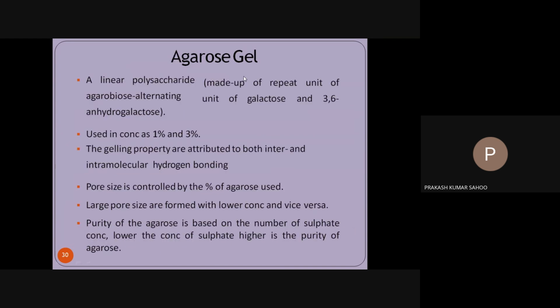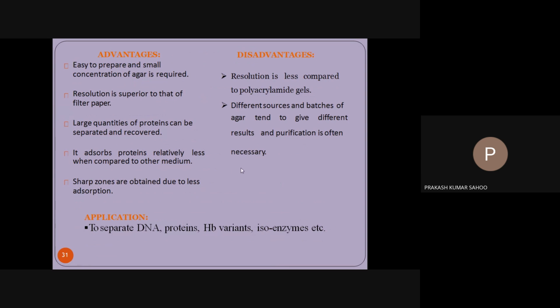Then this is the agarose gel, where a polysaccharide is the repeating unit, with a concentration of 1% to 3%. Pore size is controlled by the percentage of agarose used. Then we have advantages and disadvantages. It is easy to prepare and a small concentration of agar is required. Resolution is superior to that of filter paper. Different sources and batches of agar tend to give different results, and purification is often necessary.